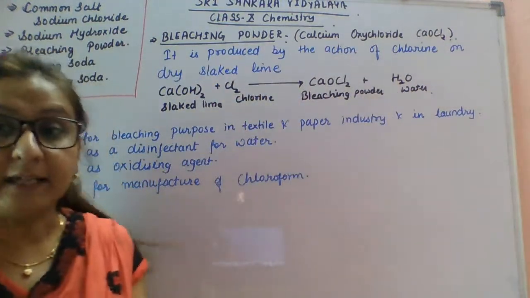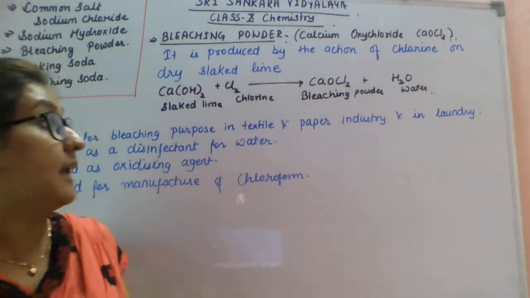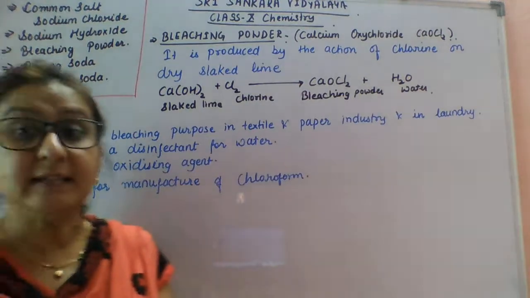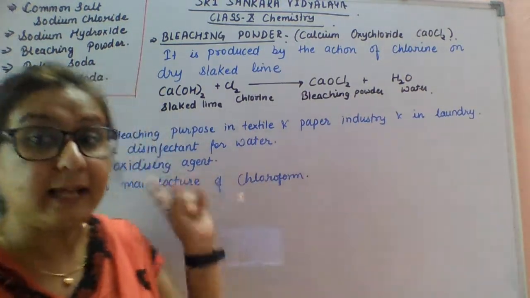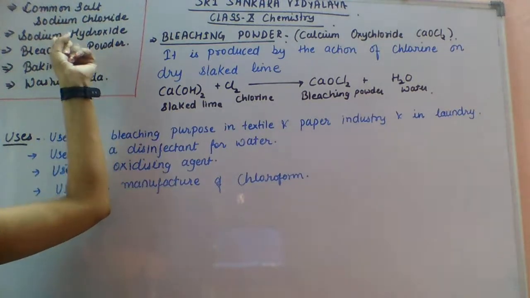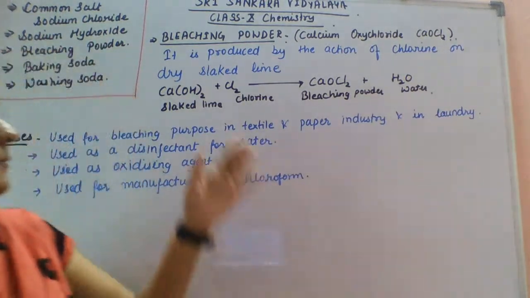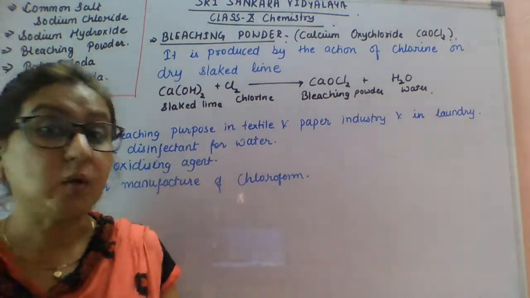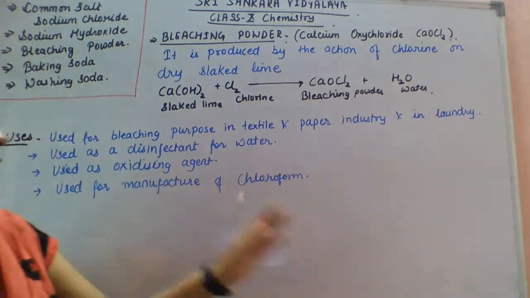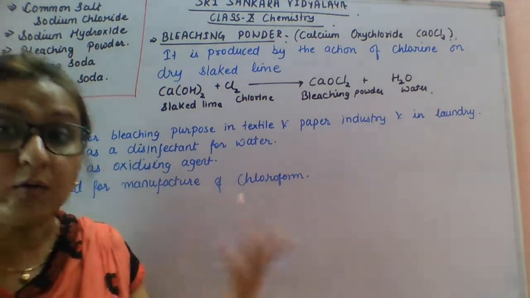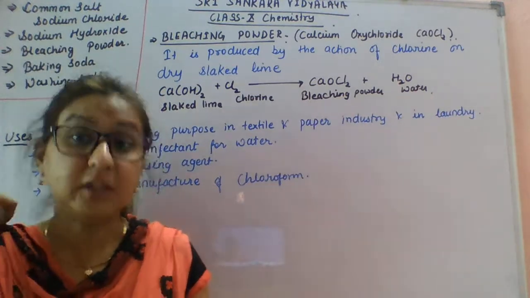So now I am starting with the bleaching powder. Bleaching powder is also called calcium oxychloride, CaOCl2. All of you write both the names. Like I said, in the case of sodium hydroxide, it's also called caustic soda. In the same way, bleaching powder is also called calcium oxychloride, CaOCl2. Okay, so how is this bleaching powder produced?